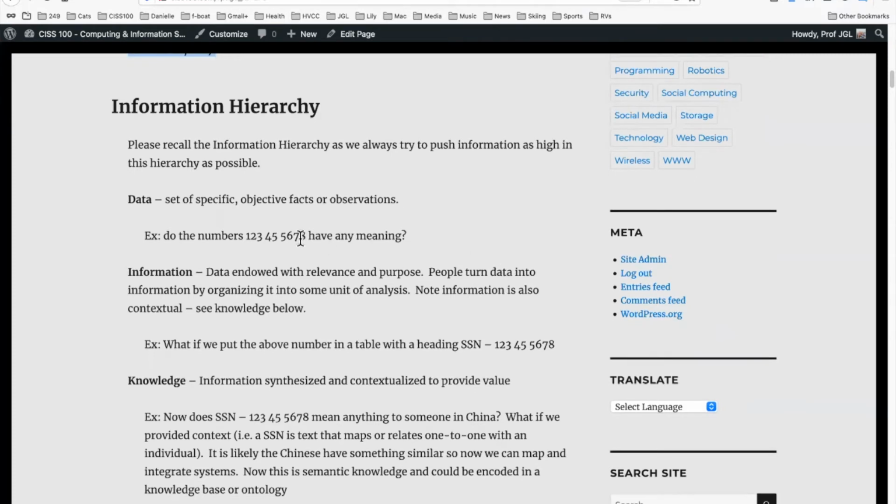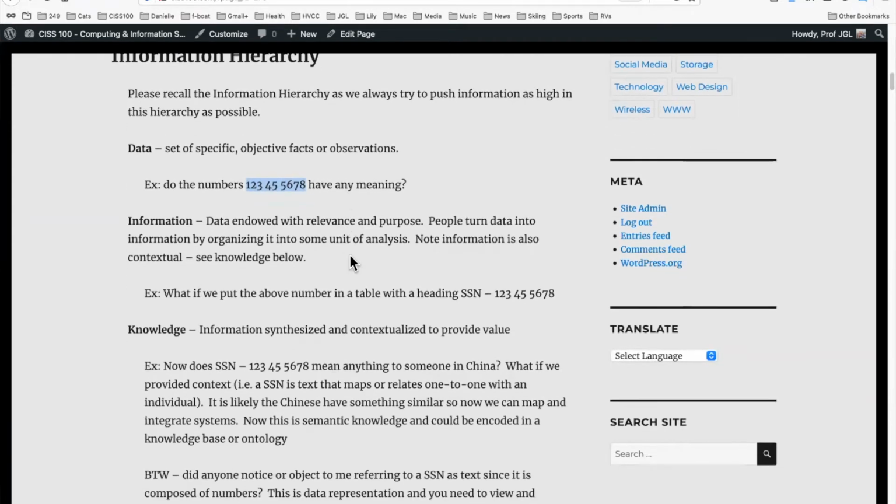And again, I used that example of the social security number. I put that up on the board. Do these numbers mean anything? Well, what if I put them in a table and give them a heading, SSN? And we know what that social security number is. We know that SSN is the acronym for social security number. But again, we have additional knowledge about that. It's unique. There's a one-to-one relationship between the social security number and an individual.